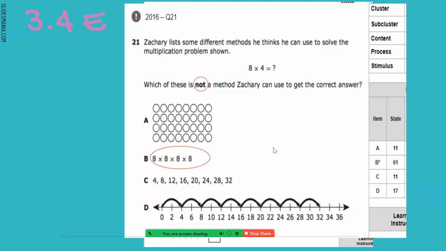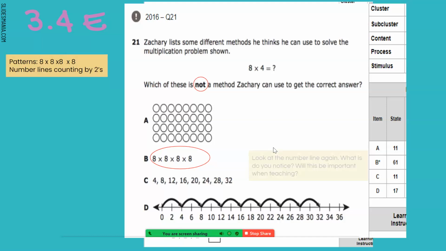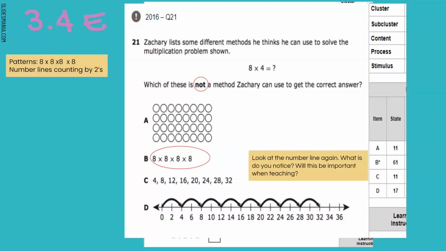And then, oh my goodness, let's look at the number line again. What do you notice? Will this be important when we're teaching? And how can we ensure that students understand that this is still skip counting by 4s, but the number line is skip counting by 2s? But as far as our jumps, we're still jumping by 4. Notice we're landing on the same numbers that are here in the skip counting.